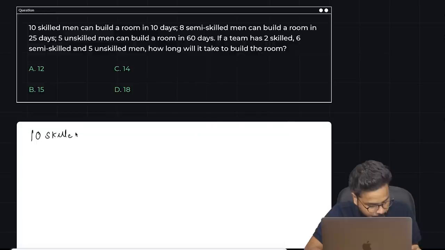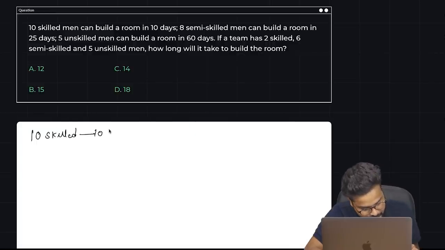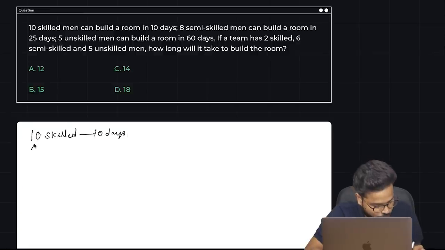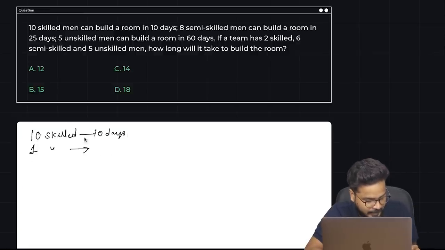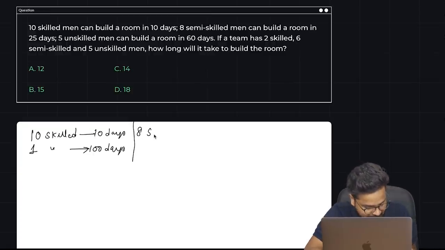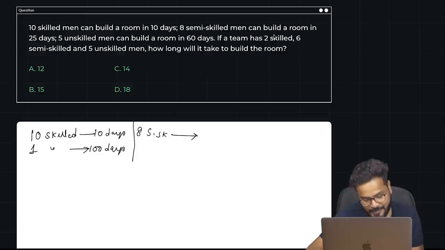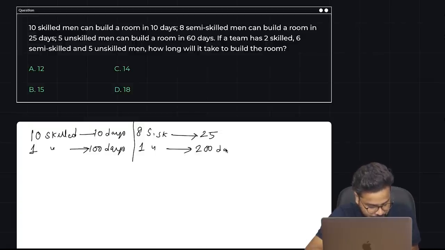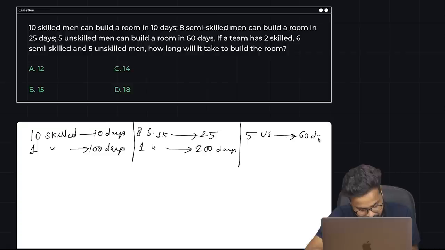10 skilled men can build a room in 10 days. Right? So that means one skilled man can build the room in how many days? 10 into 10, 100 days. 8 semi-skilled men can build a room in 25 days. So one semi-skilled man can build the room in how many days? 200 days, because 25 into 8 is 200. 5 unskilled men can build the room in 60 days.